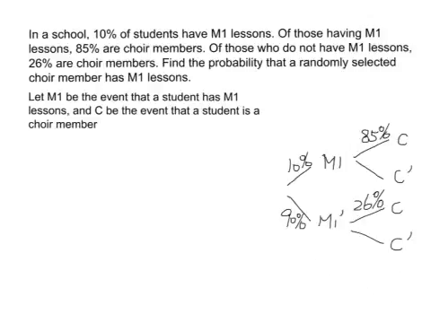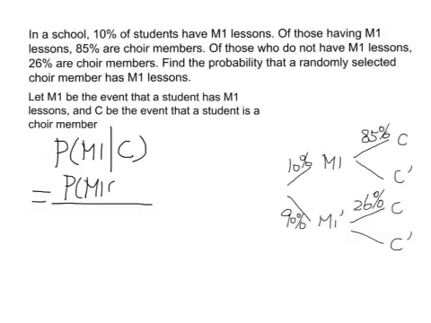So now what we are being asked is to find the probability that a randomly selected choir member has M1 lessons. So which part is given? It's given that the person is a choir member. What's the probability that he or she has M1 lessons? So basically we're being asked the probability of M1 given that he or she is a choir member. Then if we continue, we know that this is the probability of M1 and choir member, given that we know it's a choir member.